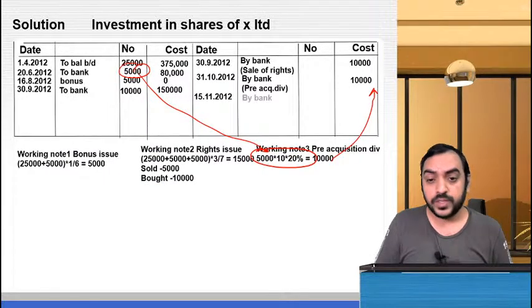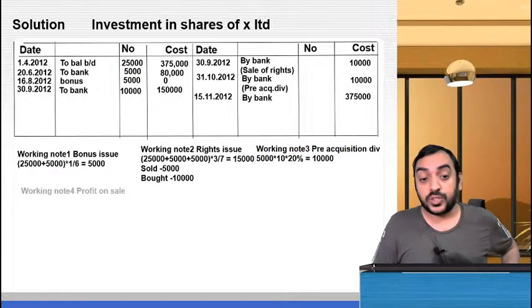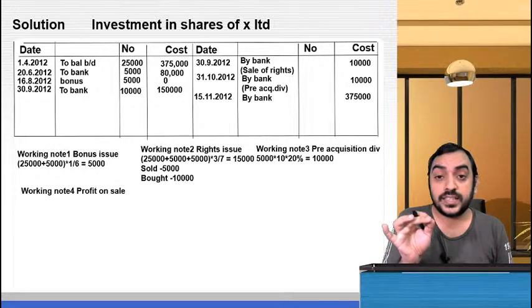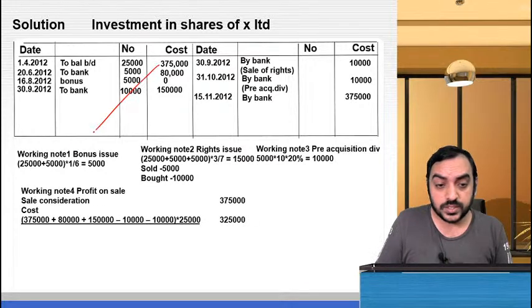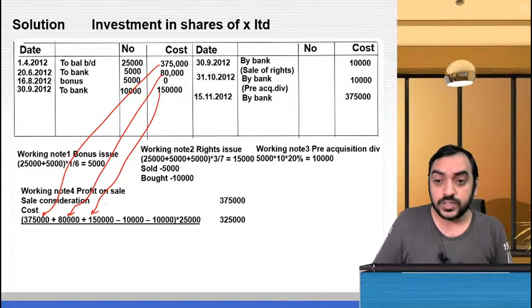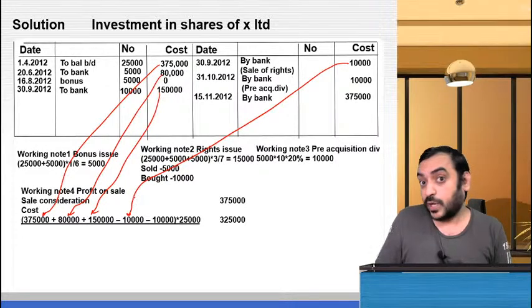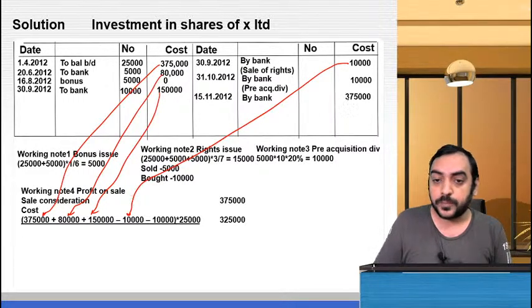Okay, so by bank, you sold for 3,75,000. Now cost should be ascertained on average cost basis. What is the average cost basis? Cost: 3,75,000 plus 80,000 plus 1,50,000 minus 10,000 sale of right. We have adjusted it here. You can take it to P&L. In that case, it will not come here.